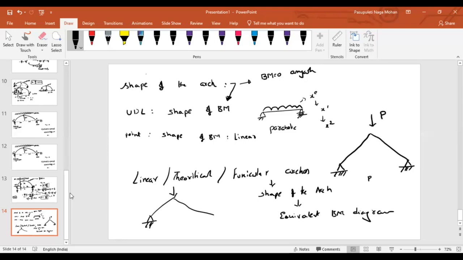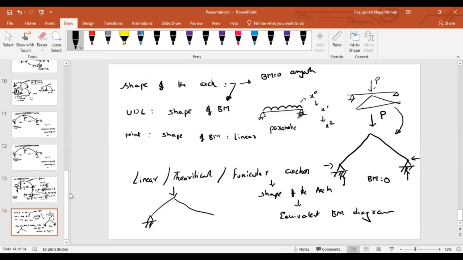What do you think the bending moment is everywhere? If it is a simply supported beam subjected to a point load, what is the bending moment diagram? Linear, triangular, right? The whole diagram is in the form of a triangle. If I construct the arch in the form of a triangle subjected to a point load, then the bending moment is equal to 0 everywhere. If they ask you to find the reactions, can you find them here?